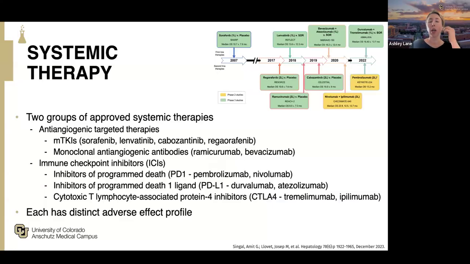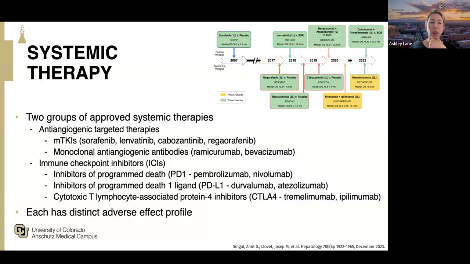So this is a busy slide. I'm not going to go through everything, but I wanted everyone to be aware of the different options available to our patients through our oncology team. There are two different groups of approved systemic therapies we like to think about. There's the anti-angiogenic targeted therapy, which includes the MTKI targeting agents and then also monoclonal anti-angiogenic antibodies.